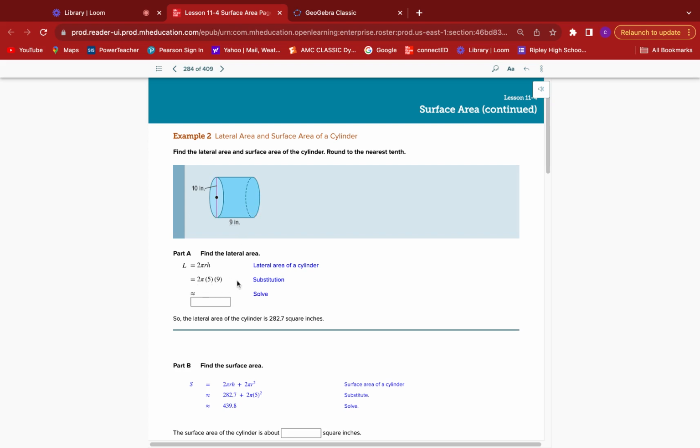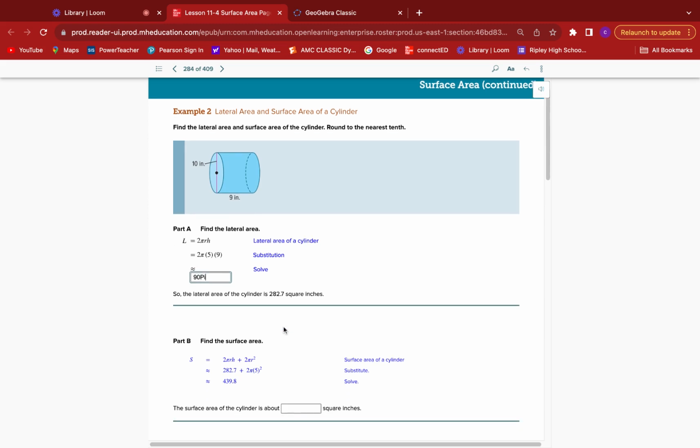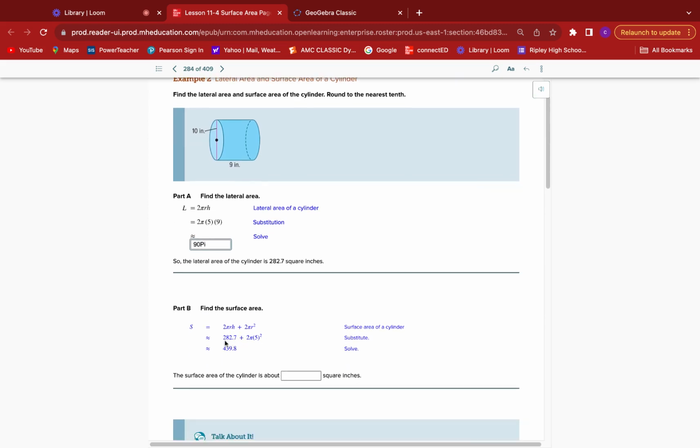So 2 times pi times 5 times 9. Now remember, on typically big tests, they keep answers in terms of pi, so you would multiply 2 times 5 times 9. I teach my students to keep it as a pi, so it'll be 90 pi. Now, if you are someone who prefers a decimal, just multiply 90 times pi in your calculator, and that gives you approximately 282.7 square inches. Now, this is your lateral area.